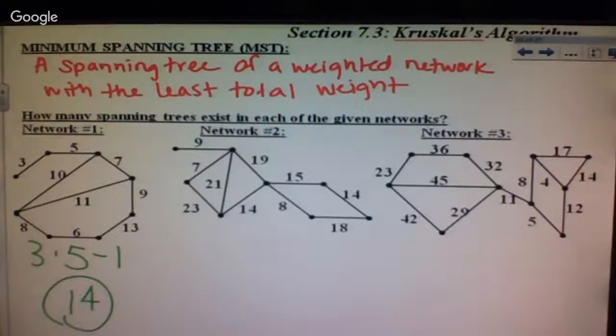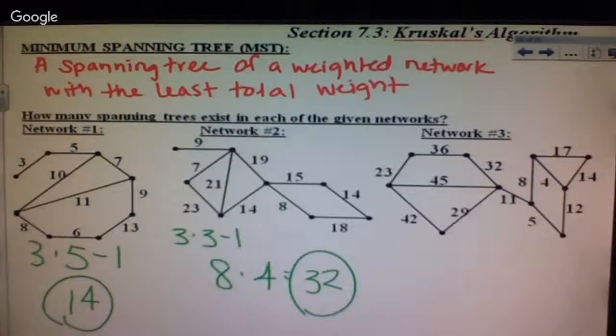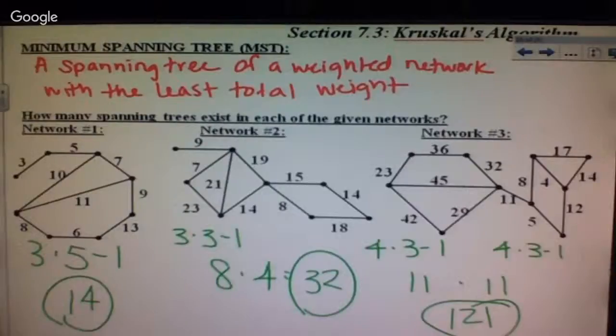All right. Network number 2. These two share a line in common, so we take care of this first. 3 times 3 minus 1, 8. Times 4, 32. Network 3 then. We've got 4 times 3 minus 1, 11. And then we've got 4 times 3 minus 1, which is 11. And 11 times 11 is 121. So there are 14 different ways to draw a spanning tree in network 1. There are 32 different ways to do it in number 2. And there's 121 different ways to do it in number 3.